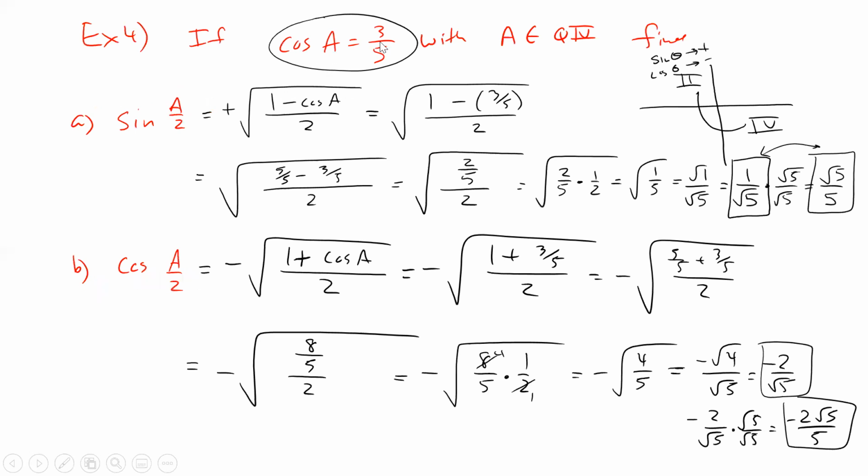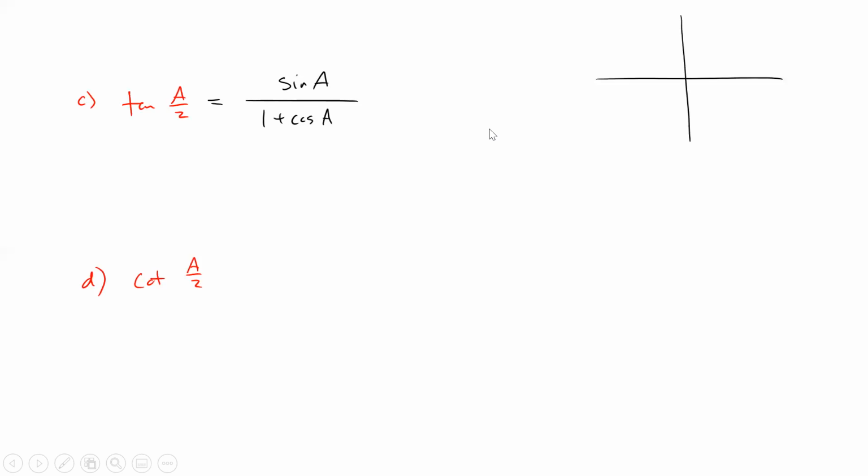So cosine of A is 3/5. I know we're in quadrant 4, so I have to go back to my triangle setup again. Here's my A value here. Cosine, go back over here, 3/5. So I got myself this 3, that 5, which gets me that little guy right there. 3 here.